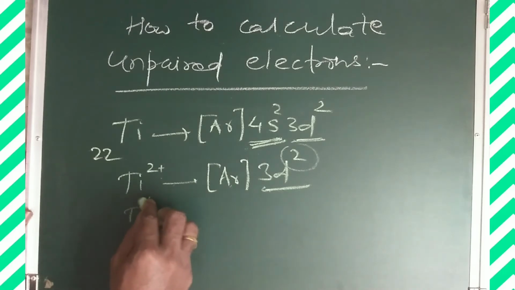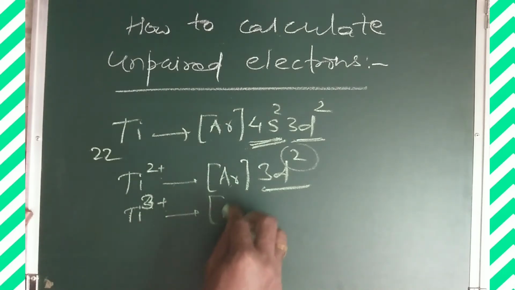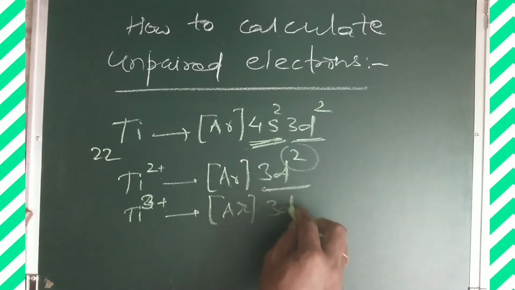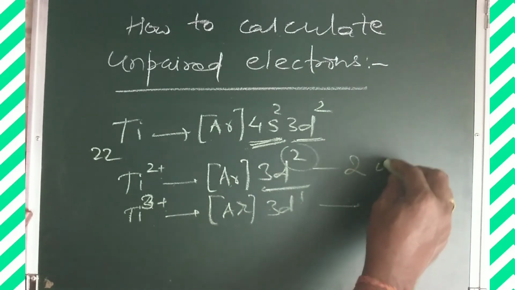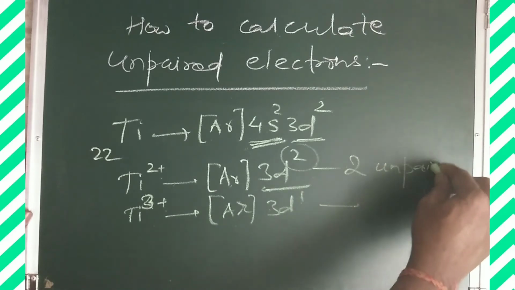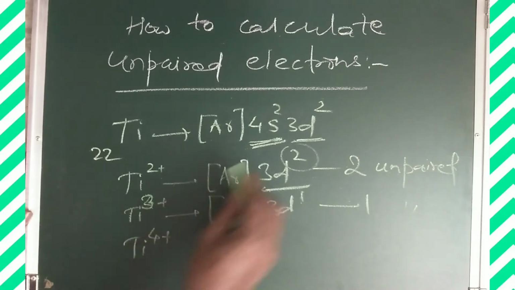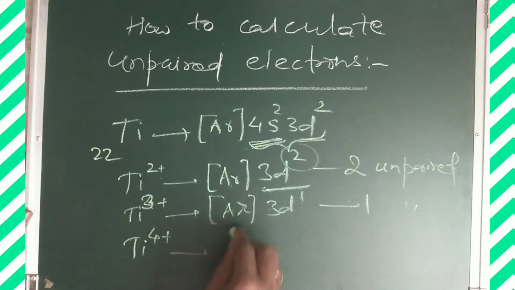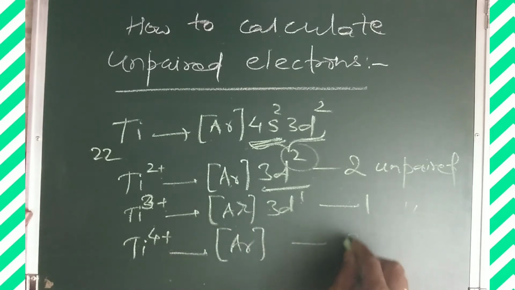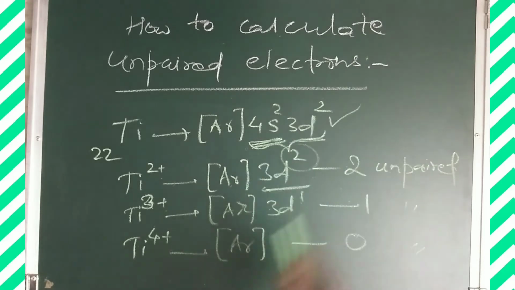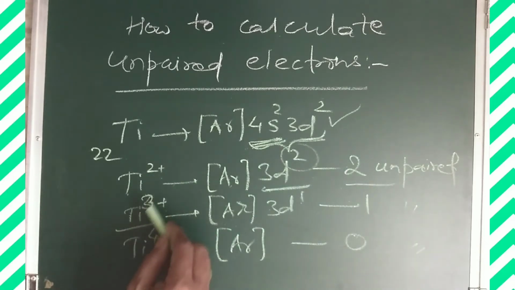Suppose they ask you titanium 3+. 3+ means argon 3d1, so it has 1 unpaired electron. So here it has 2 unpaired electrons, and here it has 1 unpaired electron. Suppose they ask you titanium 4+, then both 4s and 3d will be removed, so it has only argon, so there are 0 unpaired electrons. Titanium 4+ will have no unpaired electron, titanium 2+ will have 2 unpaired electrons, titanium 3+ will have 1 unpaired, but titanium 4+ will have none.